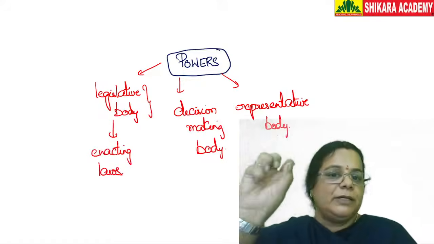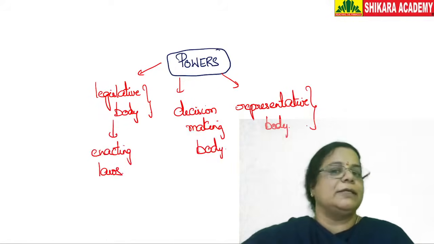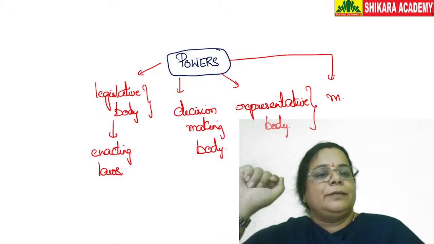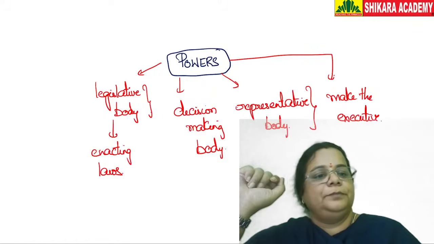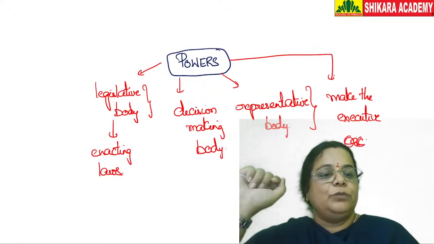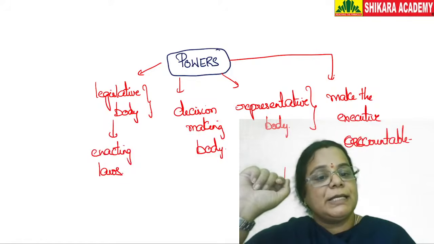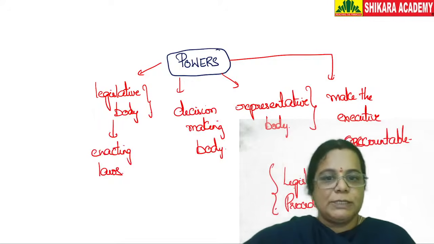On this basis, we derive its power, because it is representing and because it is the basis for the executive to come to power. Remember that Parliament will have the authority to make the executive accountable. How does it make the executive accountable? By various legislative procedures, like the budget, the most important legislative procedure which ensures accountability.